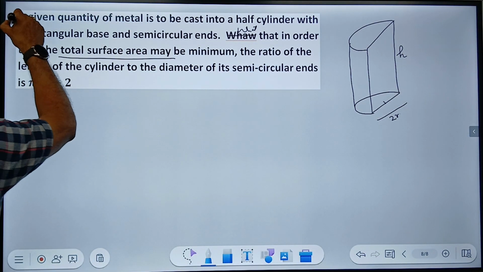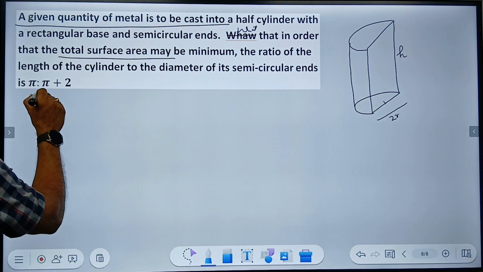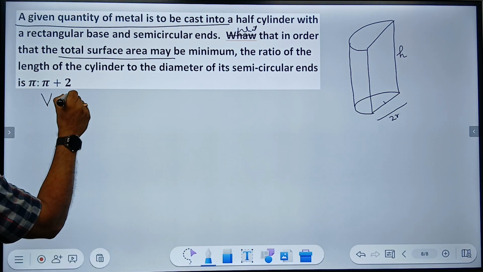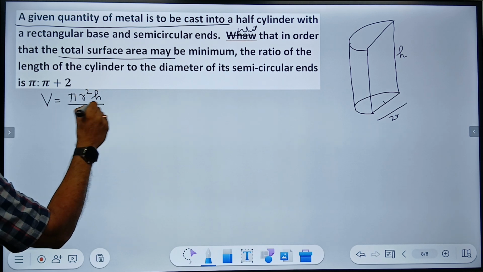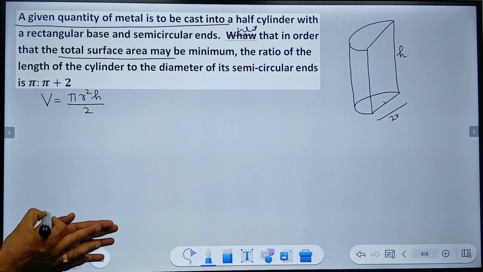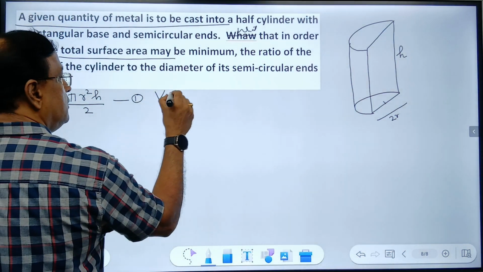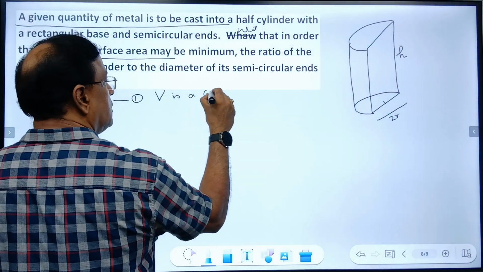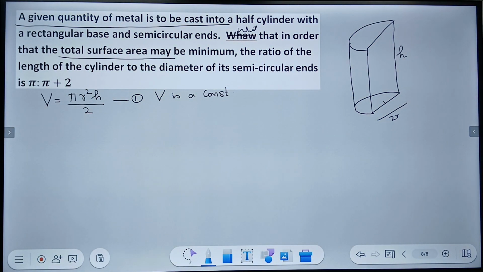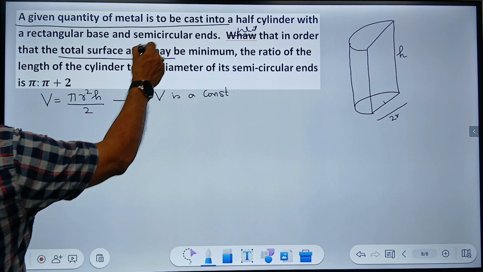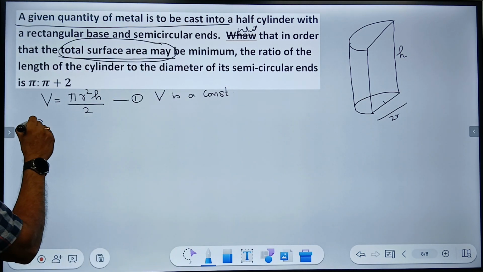Given quantity of metal. What do you mean by given quantity of metal? Volume is given to you. What is volume? Pi r square h by 2. Why by 2? It's only half of a cylinder. Please remember, V is a constant. Now should I maximize or minimize? I have to minimize. Minimize what? Total surface area.